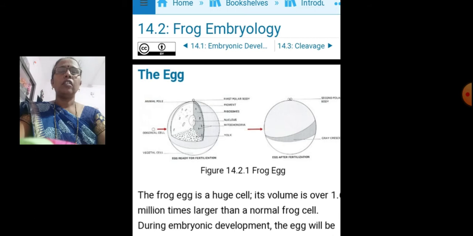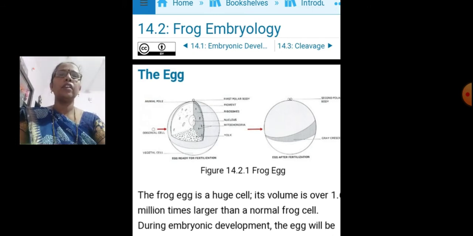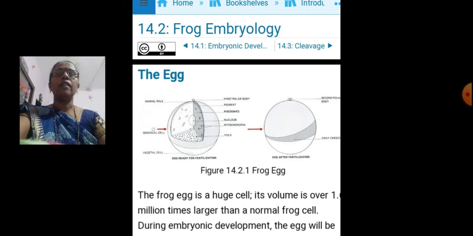Good morning, all the students of class BSc FY, subject Zoology, paper number 4, name of the paper Developmental Biology, semester 2, unit number 2. In this second topic, frog embryology. Today's topic is frog embryology, presented by myself, Dr. Thorat Mandakini Manohar, Assistant Professor and HOD of Zoology Department.